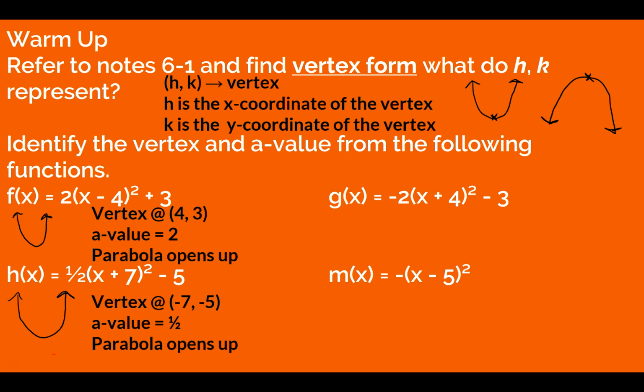All right, how about g of x over here? What is our a value? Negative 2. So what does that tell me about which way it's going to open? Down this time because it was negative.